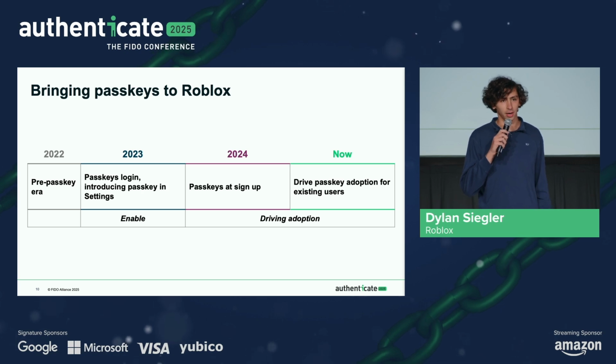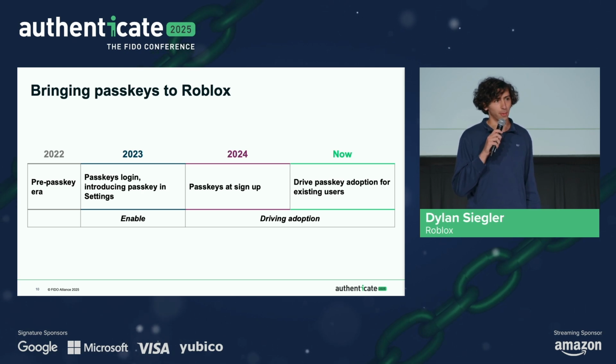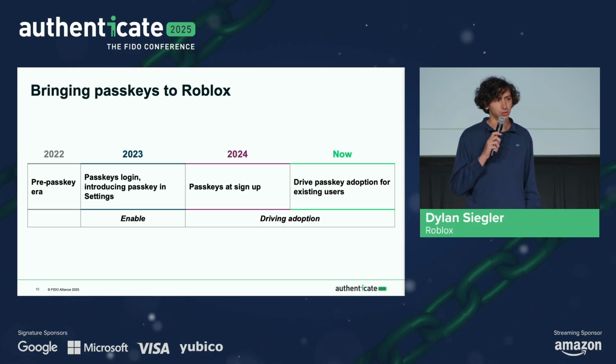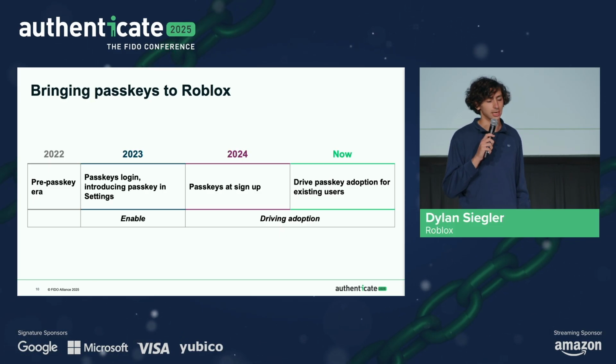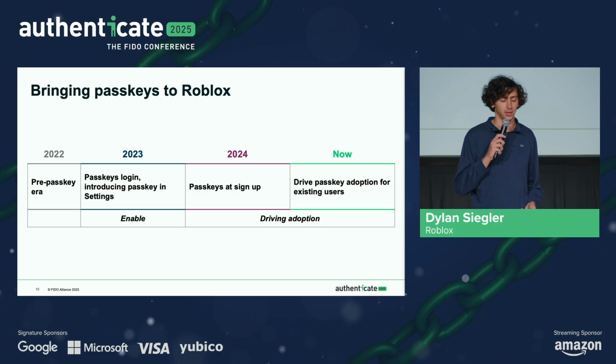Here's a quick timeline of what we've worked on over the last 2 years. So in 2023, we started with passkey login, as well as introducing passkeys in settings. And then in 2024, we worked on passkeys at signup. And some of our ongoing work is driving adoption for existing users through upsells and other means.